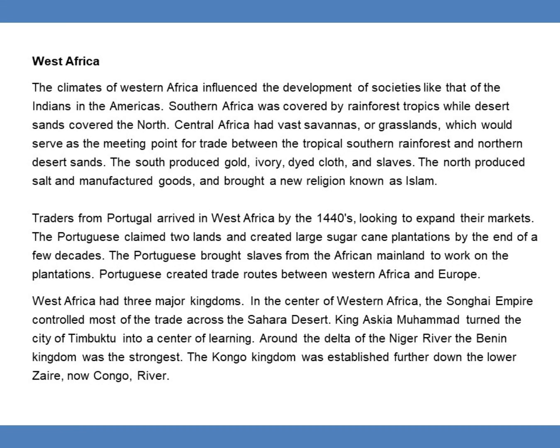West Africa had three major kingdoms. In the center of Western Africa, the Songhai Empire controlled most of the trade across the Sahara Desert. King Askia Muhammad turned the city of Timbuktu into a center of learning. Around the delta of the Niger River, the Benin Kingdom was the strongest. The Congo Kingdom was established further down the lower Zaire, now Congo River.